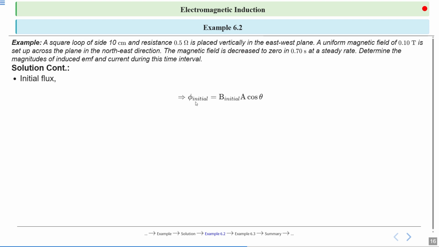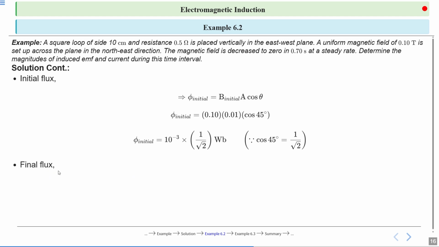So for one turn, phi initial is equal to B initial A cos theta. Theta is given, cos 45 degrees. B initial is 0.1 and area is 0.01. After putting the values and multiplying, phi initial will be equal to 10 raised to power minus 3, times cos 45 degrees, which is 1 by root 2, Weber. We are not going to solve it further because it will be solved in the final expression.